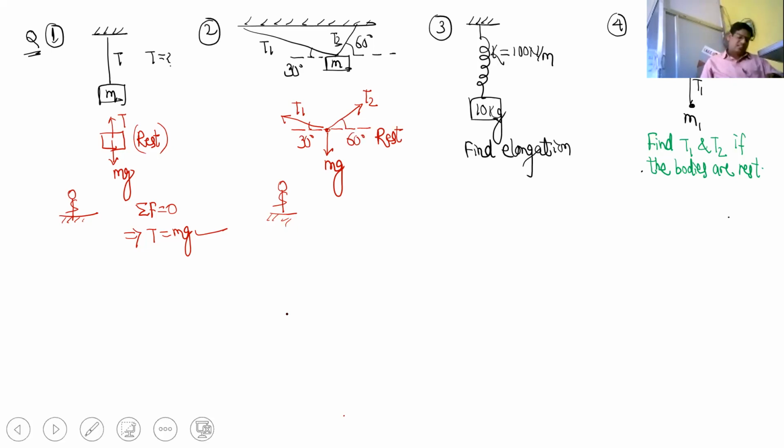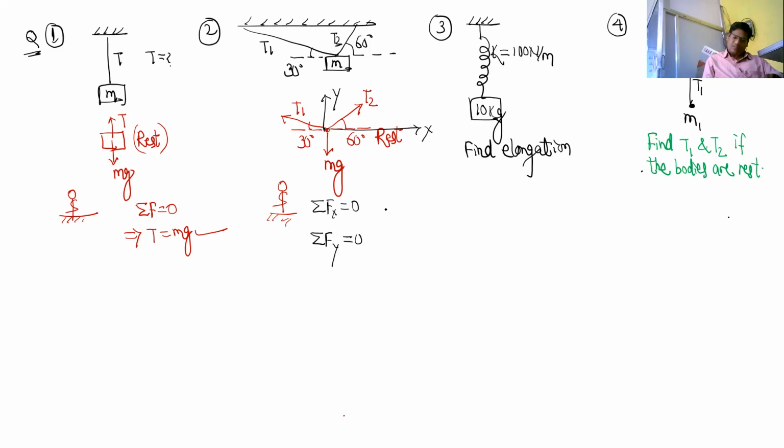So step number two done. Step number three, choose coordinate axis. Let me take this as my x-axis, let me take this as my y-axis. That's step number three done. Next, step number four is to write equation. How do we write equation? Because the body is at rest, by Newton's first law, net force will be zero. So the equation will be net force zero in x direction, as well as net force zero in y direction.